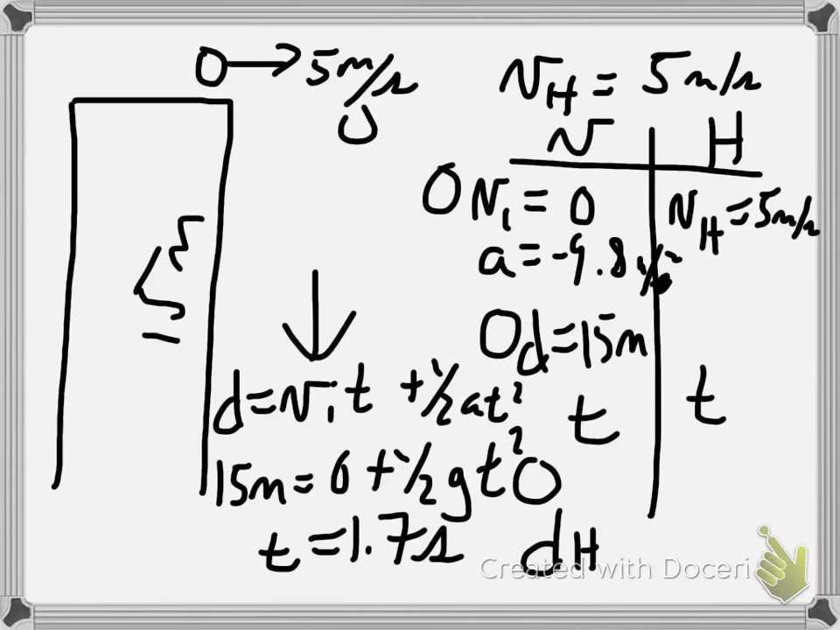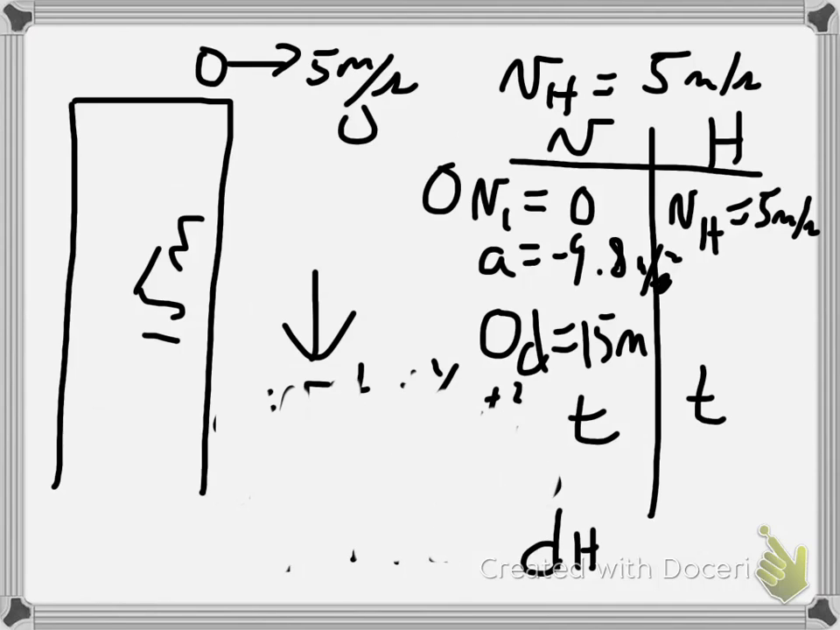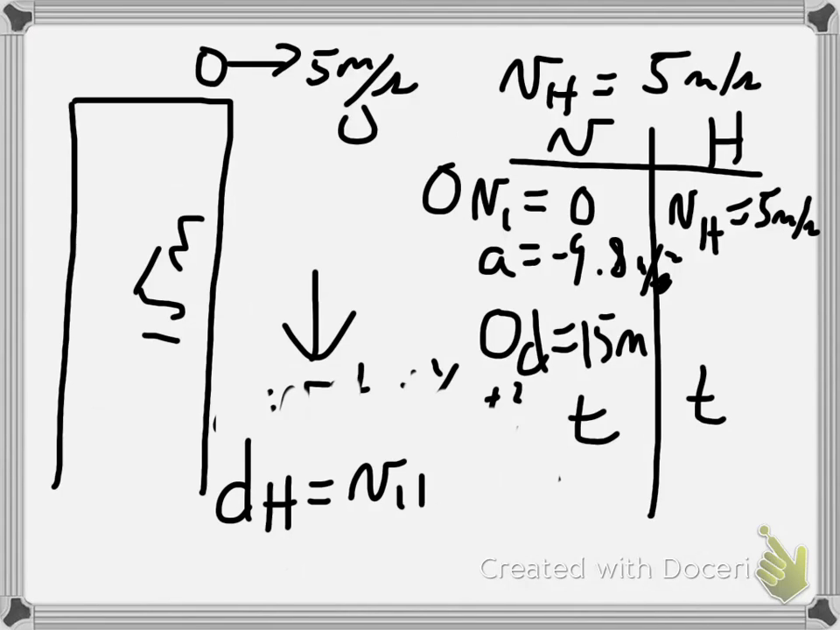So now if you want to know how far away that ball hits from the tower, we can use dH equals VHT. Horizontal distance equals horizontal velocity times time. So 5 meters per second times 1.7 seconds, and we get 8.5 meters.